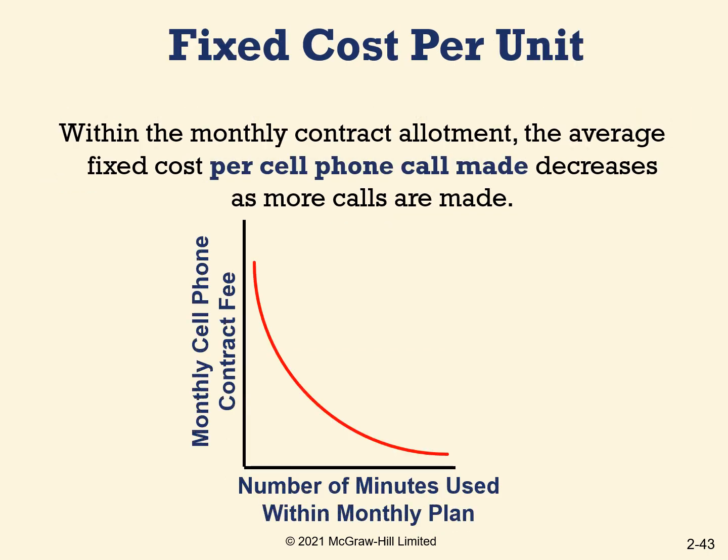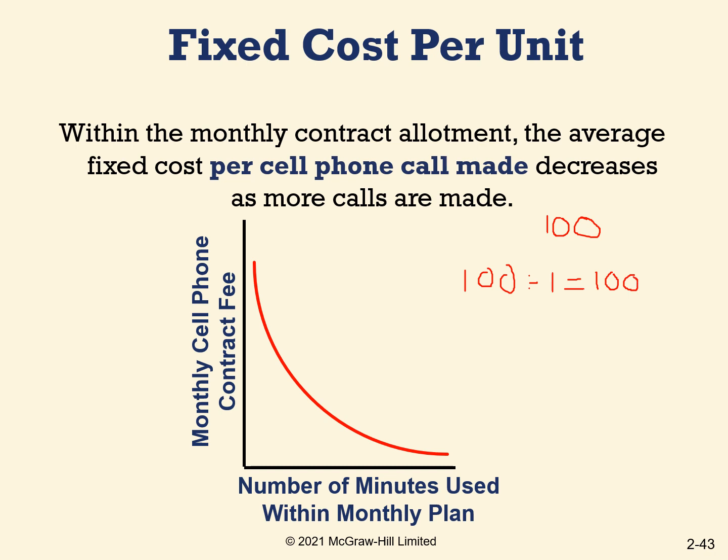So what we're looking at then is that while a fixed cost overall won't change based on activity, the cost per unit will actually change based on how much you use it. So within this monthly contract allotment, the average fixed cost per cell phone call or per text or per call decreases as more calls are made. So think of that. Say our monthly bill is, let's bump it down to $100. And say during the month you made 1 call. So your cost per call is 100 divided by 1, which is 100. So on average, it costs you, for every call you made, $100.